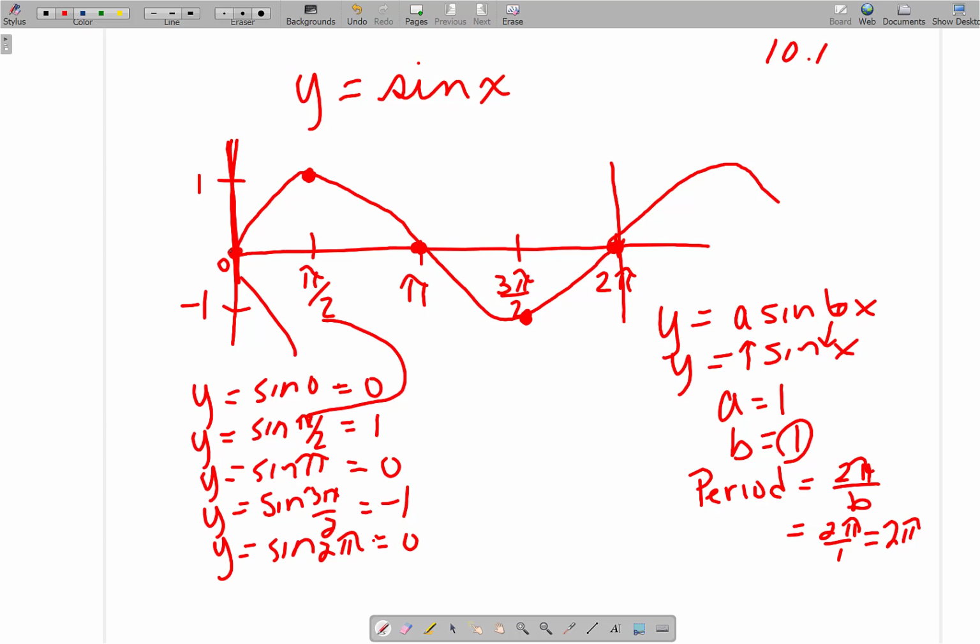Where else does it hit 0? At pi and 2 pi. So if you can remember that it's 0 at 0, pi and 2 pi, you're good. And then between 0 and pi, it goes up to 1, and between pi and 2 pi, it goes down to -1. You have to get that basic graph in your head so that we can do the next graph. So let me show you how the graph might change.